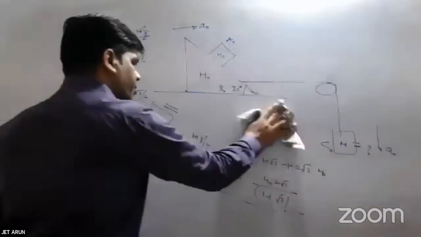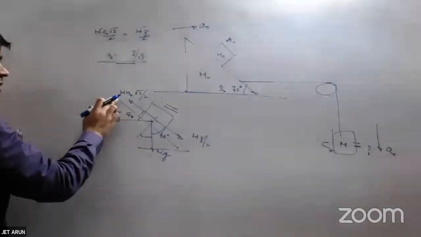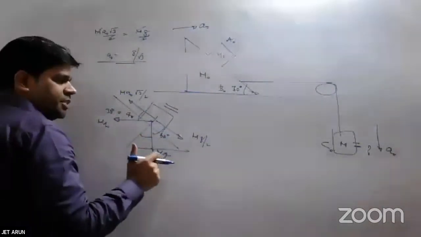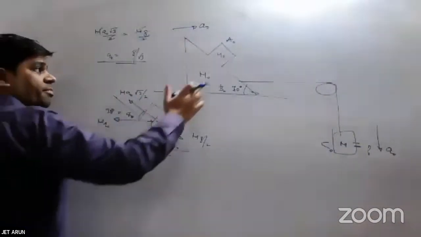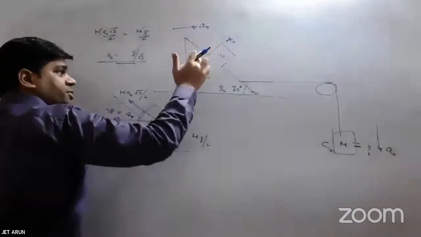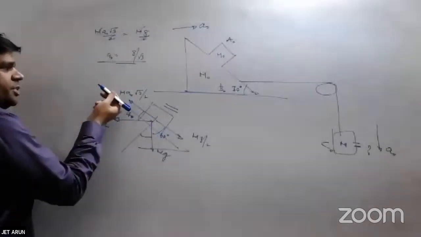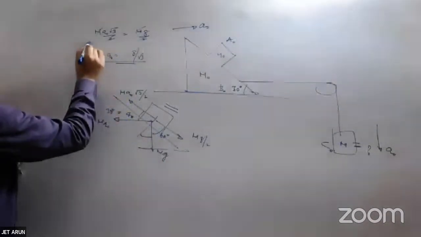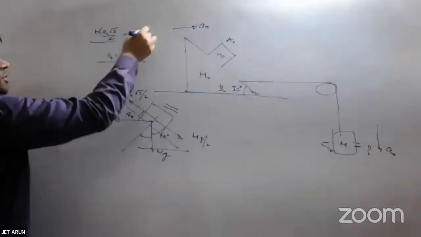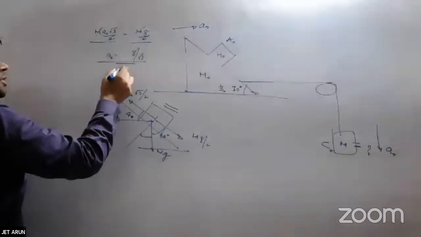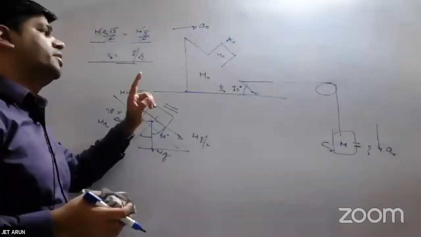Look at this. Why is ma cos theta equal to mg sin theta? Because the net force along the plane should be 0. Because I said particle A is at rest with respect to the wedge, that means net force on it should be 0. So ma cos 30 is equal to mg sin 30. m gets cancelled out, the 2 gets cancelled out in the denominator. A naught is equal to g by root 3. That means the acceleration of the wedge is supposed to be g by root 3.